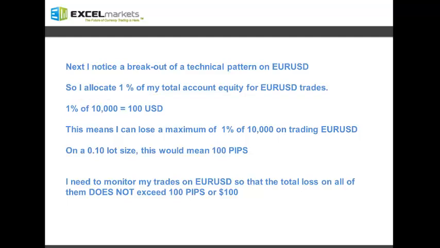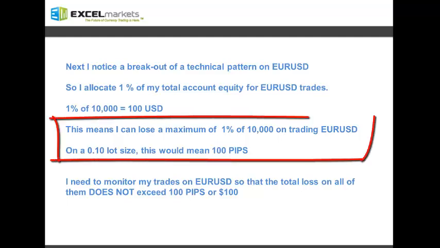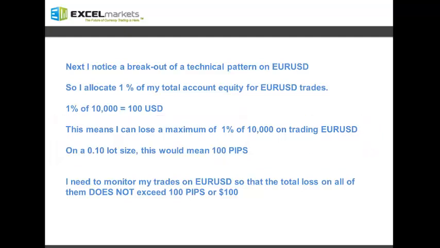This means I can lose a maximum of 100 pips on 0.10 lot size on trading euro-dollar. So now I need to monitor my trades on euro-dollar so that the loss on all of them does not exceed 100 pips or $100. In total, I'm risking 150 US dollars, 50 on pound-dollar trades and 100 on the euro-dollar trades, which is less than the 2% which I'm willing to risk at a given point of time.